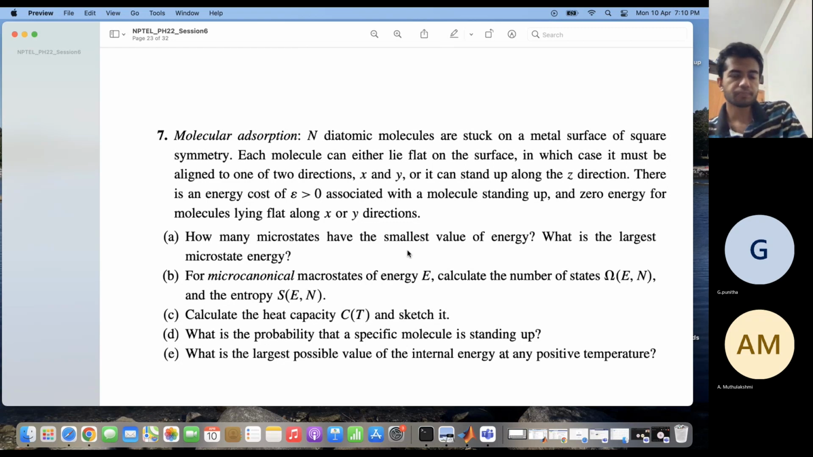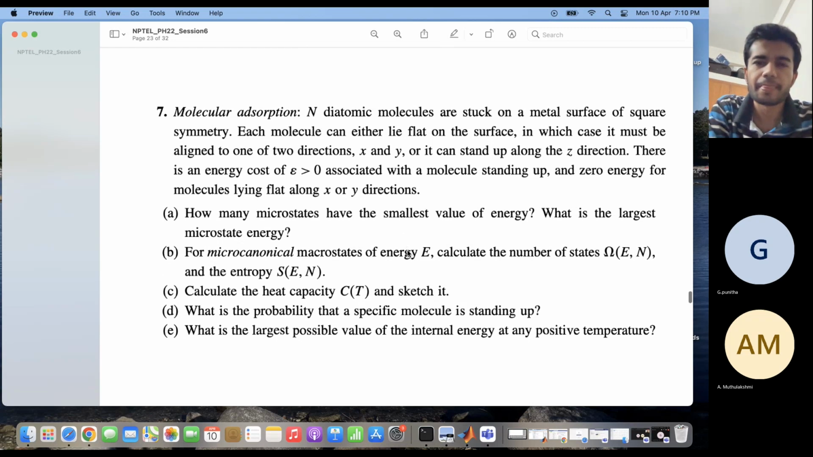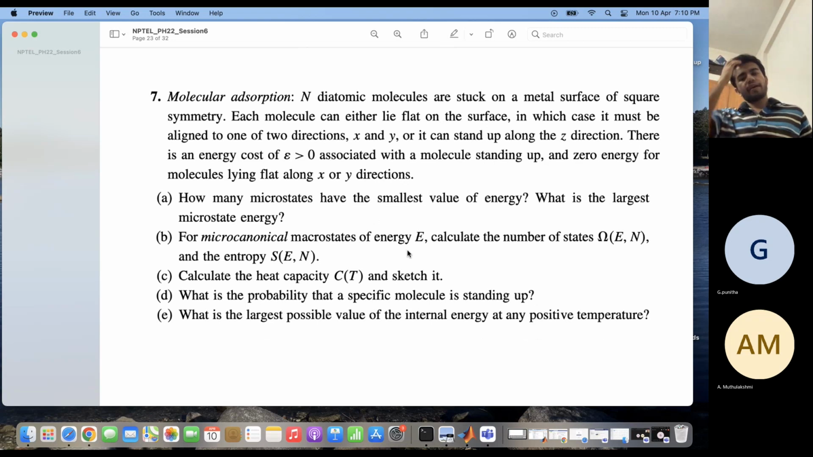Now going on to molecular adsorption. Suppose there are N diatomic molecules stuck on a metal surface of square symmetry. Molecules are basically three-dimensional objects like that. Each molecule can either lie flat on the surface, in which case it must be aligned either along the x direction or the y direction, or it can stand up along the z direction.